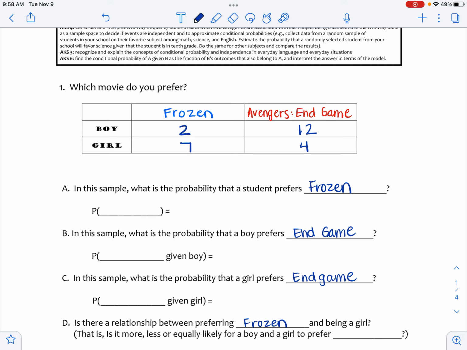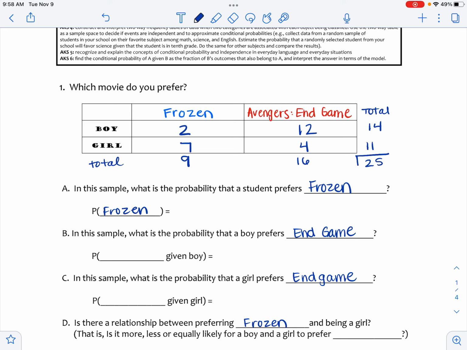Starting with A, I want to see with this sample, what is the probability that a student prefers Frozen? So I'm going to do probability of Frozen equals. Now, what's really helpful when you have a table like this is to find the totals column. So let's total our columns and rows. For Frozen, there's a total of 9. For Endgame, there's a total of 16. Boys, there's a total of 14, and girls, there is a total of 11. So in our class, I have data from 25 students total.